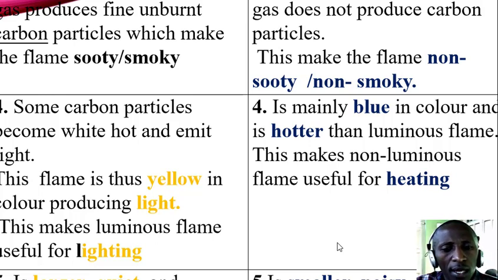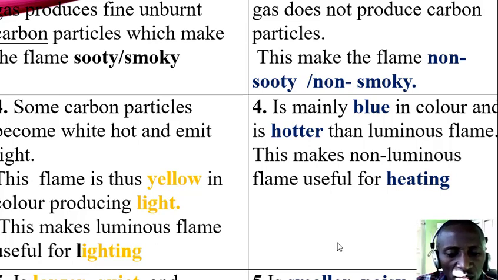Number four, the luminous flame is usually yellow in color and produces a lot of light. Hence, it's used for lighting purposes mostly. This is because some carbon particles become quite hot and they emit light. So the most important difference here is the color of the flame. The luminous flame is usually yellow in color, and sometimes we say orange yellow. Whereas the non-luminous flame is mainly blue in color, sometimes we say pale blue, and it's usually much hotter than the luminous flame. This makes the non-luminous flame very useful for heating purposes.